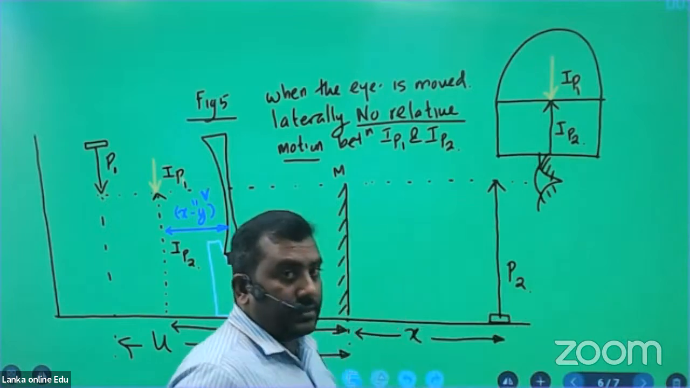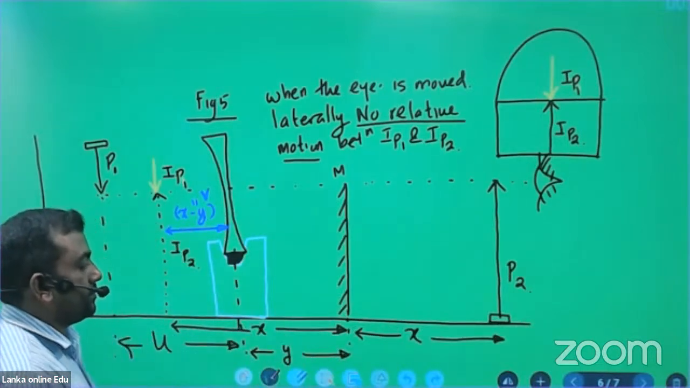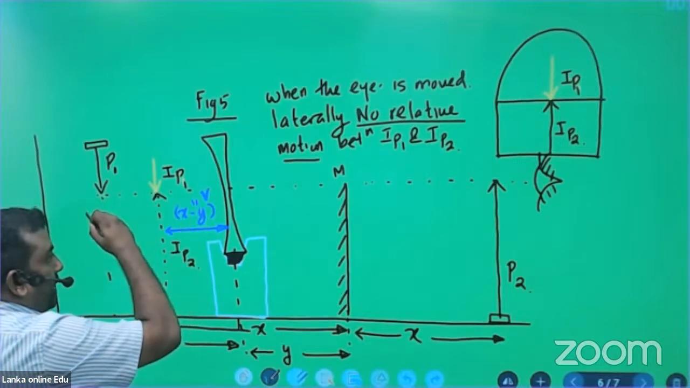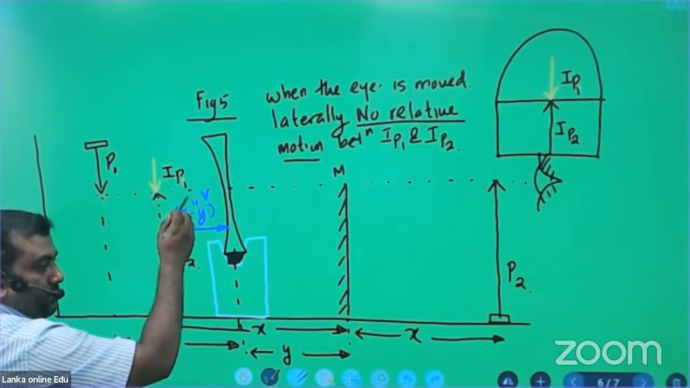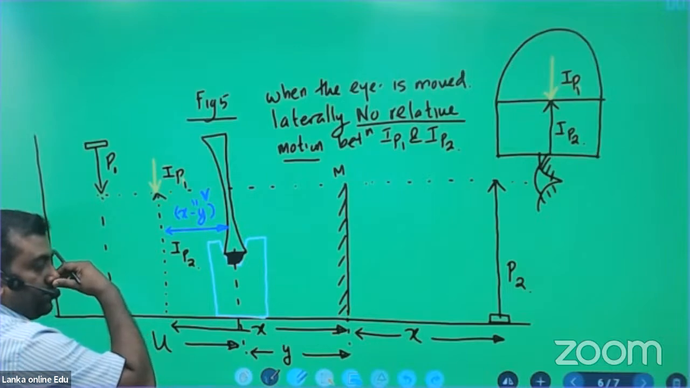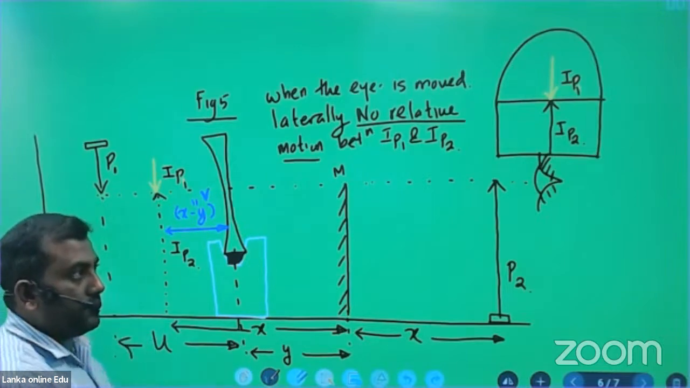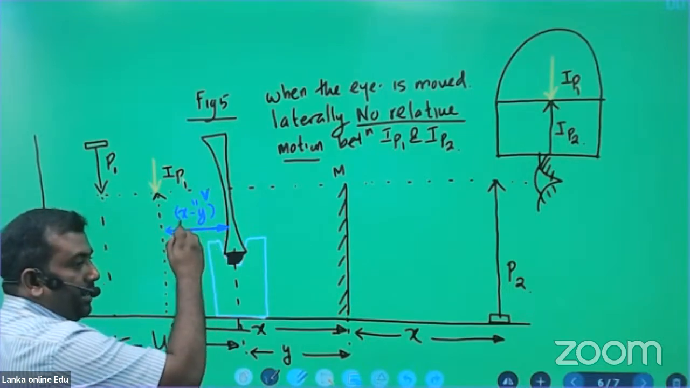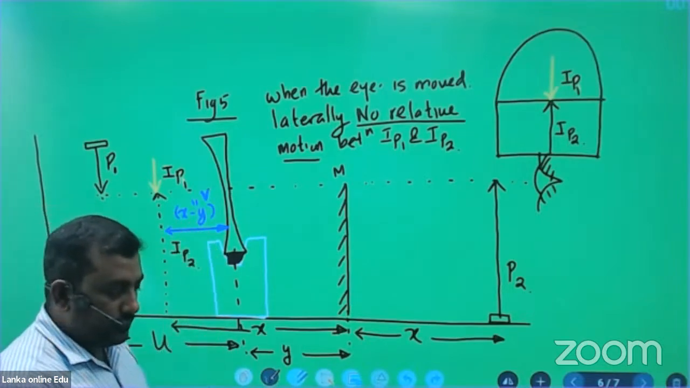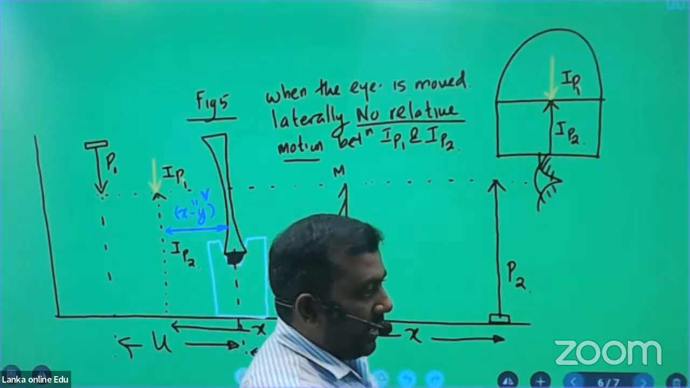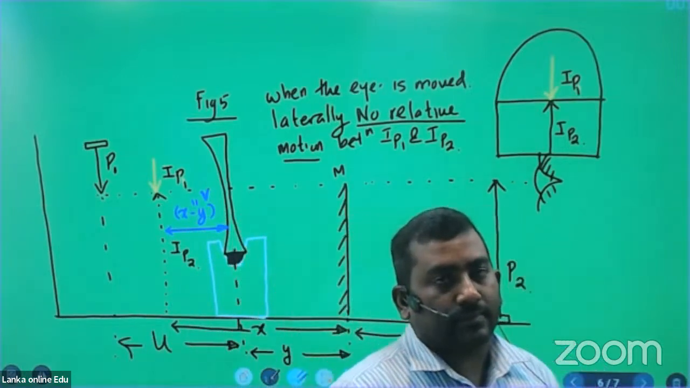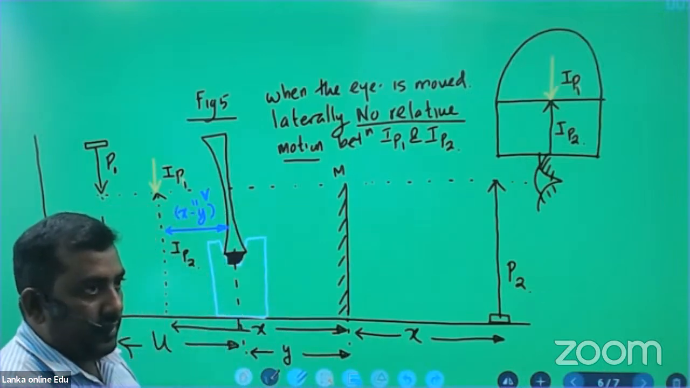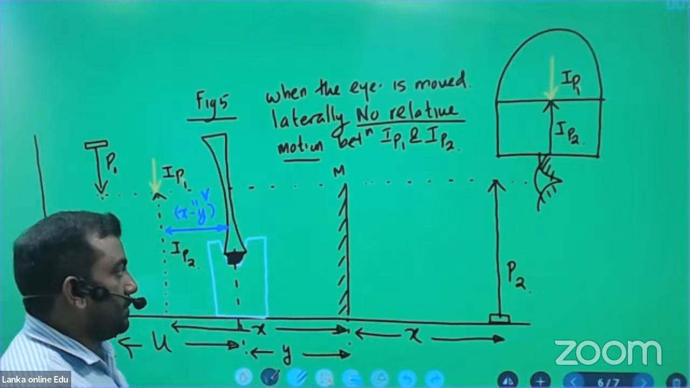Next point. For different object distances, we can find different image distances.